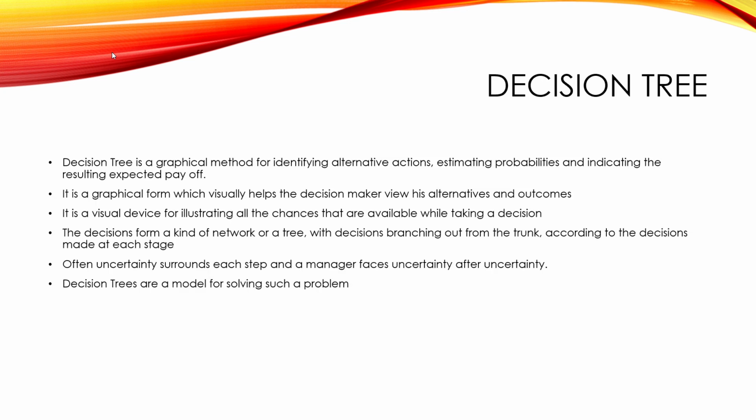So, we can study next the decision tree. Decision tree is a graphical method for identifying alternative actions, estimating probabilities, and indicating the resulting expected payoff. It's a graphical form which visually helps the decision maker view his alternatives and outcomes. It is basically used to make decisions in complex situations, particularly when the outcome of a latter situation is dependent on the outcome of the former.